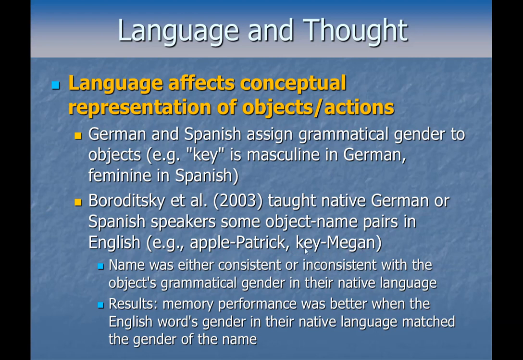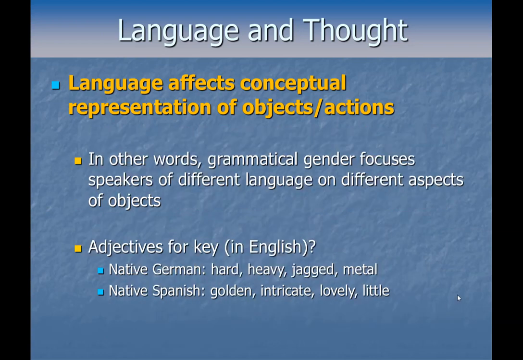In other words, for Spanish speakers, they would do better on this pairing. They remembered this pair of words better because key is feminine in their original language. So even though they're learning this pairing in pure English, just key Megan, key Megan, key Megan, they're able to remember that better just because key is feminine and Megan is feminine, key being feminine in their Spanish language. So that was one example.